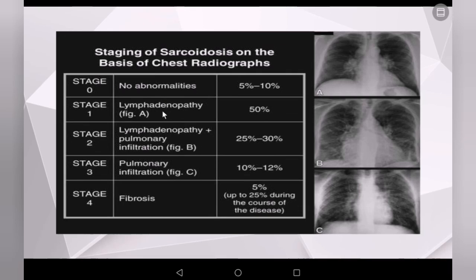So these are the stages of sarcoidosis on the basis of chest radiographs. In stage 0, there are no abnormalities. In stage 1, there will only be lymphadenopathy. This occurs in 50% of the cases. As you can see here, this is bilateral lymphadenopathy. In stage 2, there will be lymphadenopathy plus pulmonary infiltration, which is seen in 25 to 30% of the cases. This is the pulmonary infiltration. In stage 3, there is pulmonary infiltration. This picture represents stage 3, and the last stage is massive fibrosis, which occurs in 5% of the diseases.